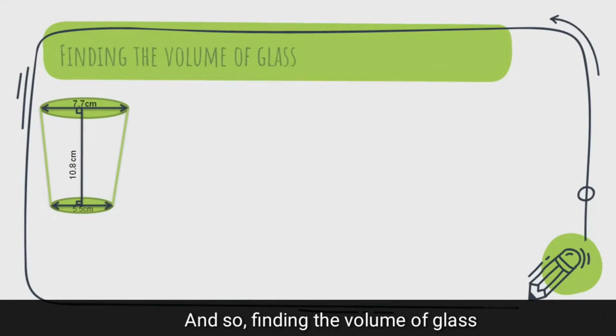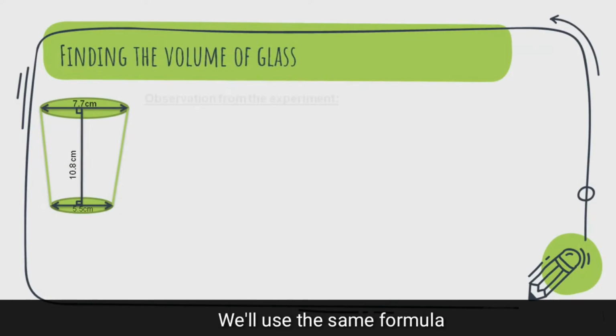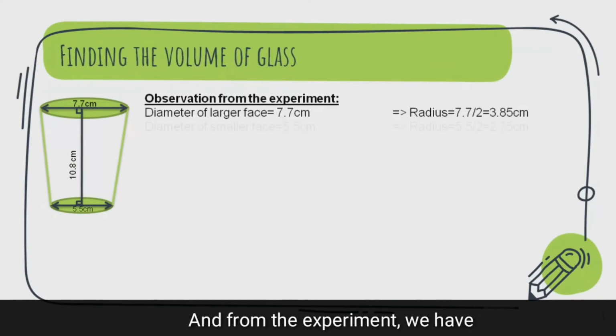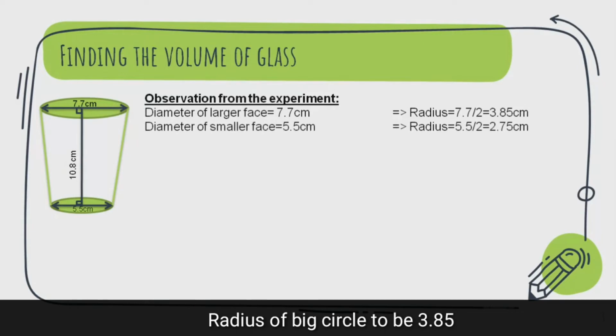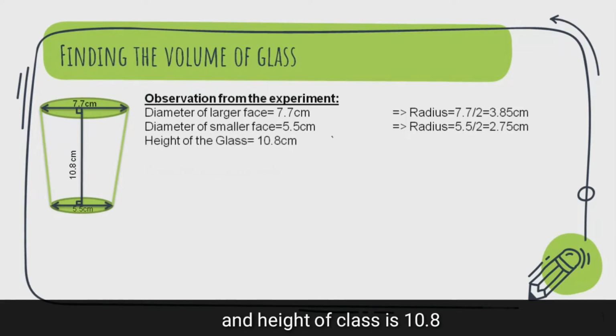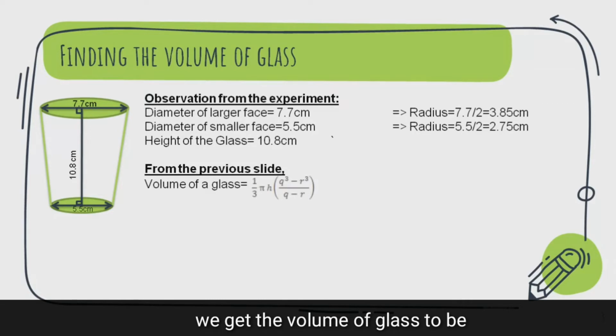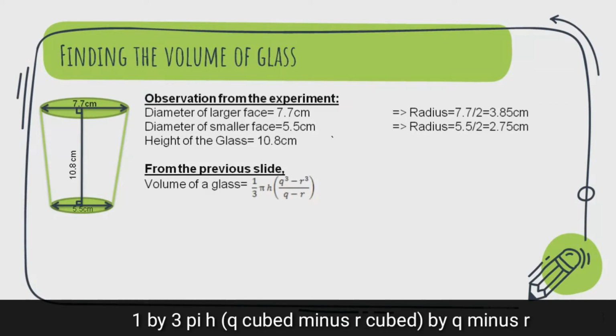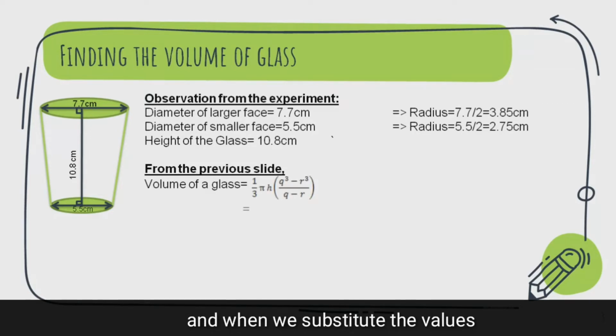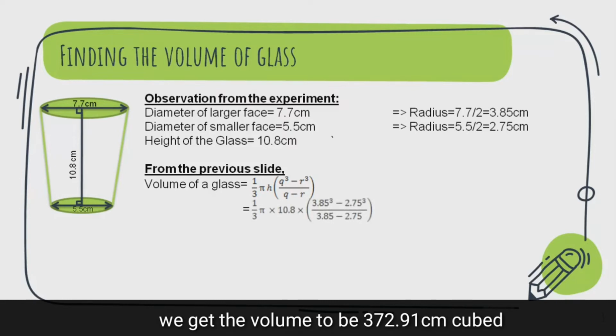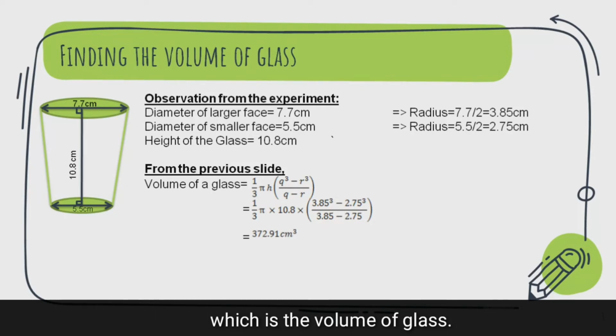And so finding the volume of glass, we will use the same formula, and from the experiment we have the radius of the big circle to be 3.85 and the radius of the small circle to be 2.75, and the height of the glass is 10.8. So using the formula from the previous slide, we get the volume of glass to be 1/3 π h (Q³ − R³)/(Q − R), and when we substitute the values, we get the volume to be 372.91 cm³. So this is the volume of glass.